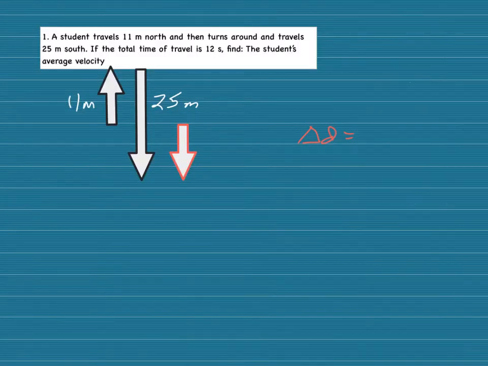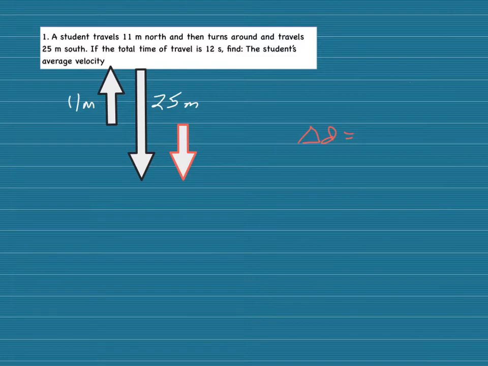Now, if we look at the first example problem, and you have the notes, I provide you with the attachment that goes along with this. You can watch this and write down the solutions of these problems and then refer back to those notes. If we look at the first problem, it says a student travels 11 meters north and then turns around and travels 25 meters south. If the total time of travel is 12 seconds, find the student's average velocity.